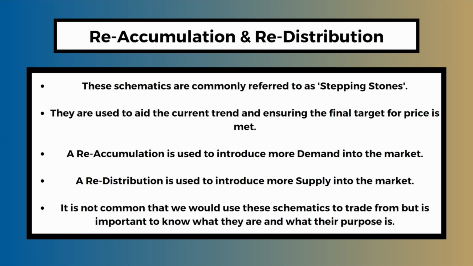The idea being, we have the composite man. Mr. Wyckoff believed that we should view the market with the ideology that there's one single man controlling every single movement, with the sole purpose of lining his own pockets and taking money away from ours. A reaccumulation is used to introduce more demand into the market, aiding an uptrend. A redistribution is used to introduce more supply into the market, aiding a downtrend.